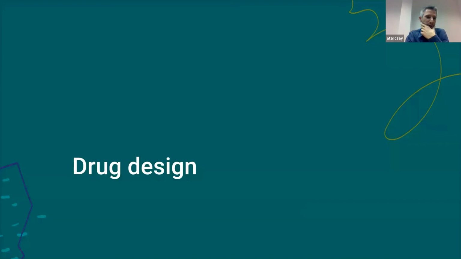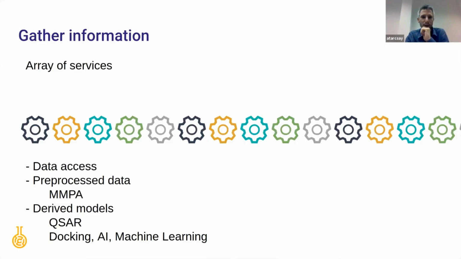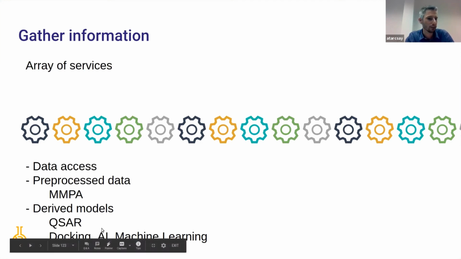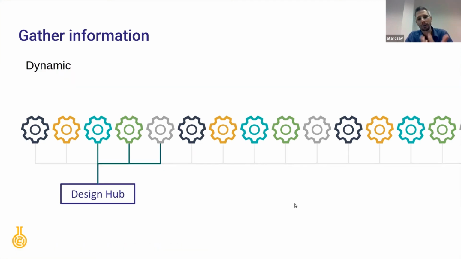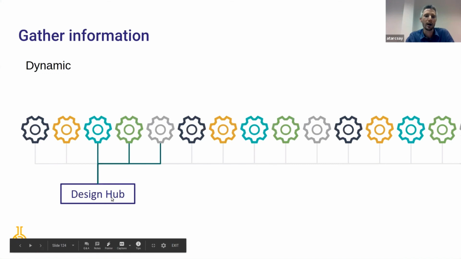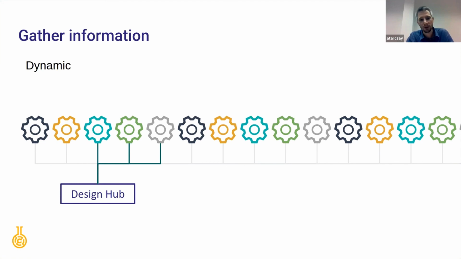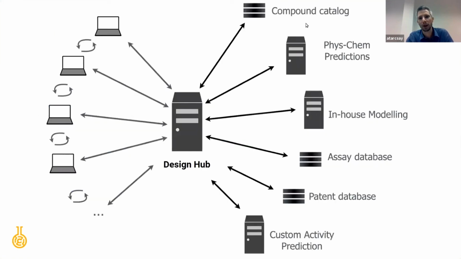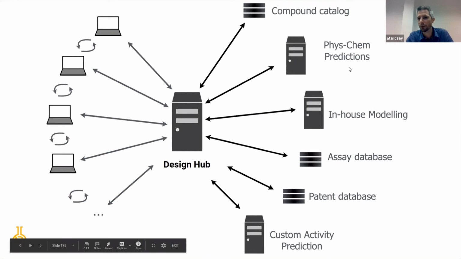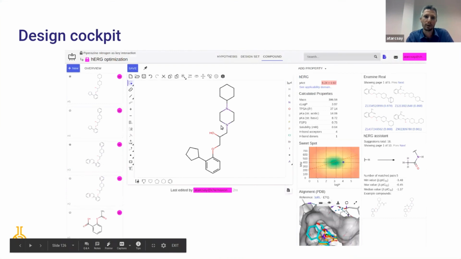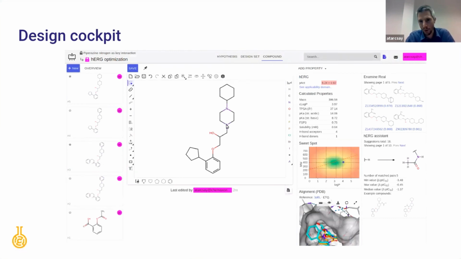And the very last point is how this is utilized in drug design. In drug design, you have a large number of services, matched molecular pairs, QSAR, docking, AI, machine learning, and the designers should be able to access these services. So you have to connect these bits and pieces into a design space. And our tool is the Design Hub that can utilize different services, compound catalogs, predictions, custom activity predictions, and connect it with the design.